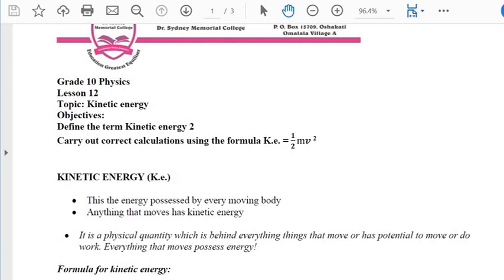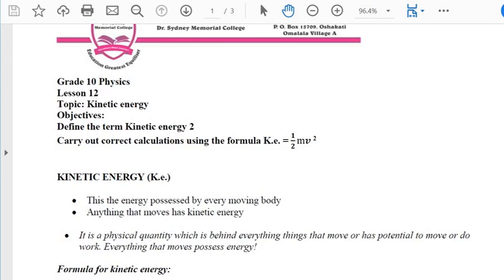Welcome to a physics lesson. Today we're looking at kinetic energy. We should be able, by the end of the lesson, to define the term kinetic energy. Not "kinetic energy 2", that was just a typo, a typing error, right?